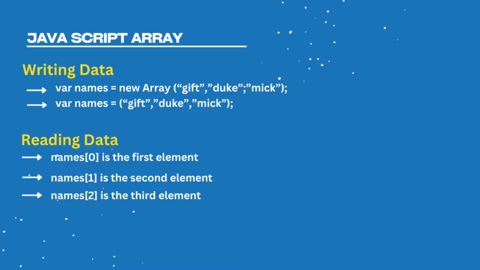Now reading those elements or values, as we said earlier, you read array elements using index. So index 0 is the first element, index 1 is the second, and index 2 is the third element. So when you call on index 0, the name Gift should appear. Then when you call on index 1, the name Duke should appear. Then index 2, the name Michael should appear.